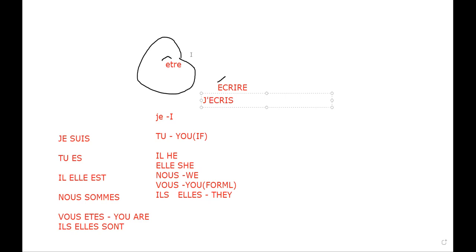Repeat after me. J'écris. I write. Tu écris is to you write. Is it clear to you, my team? Tu écris. Yes. Il, elle écrit. Répétez après moi. Over here we have T ending. J'écris is S ending. Tu écris is S ending. Il, elle écrit is he, she writes. Is it clear to you?